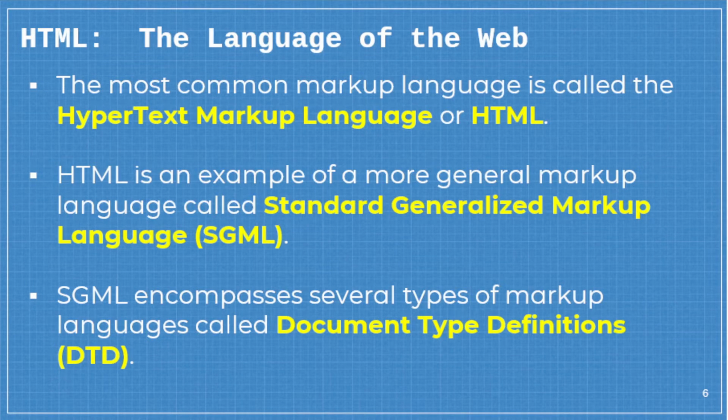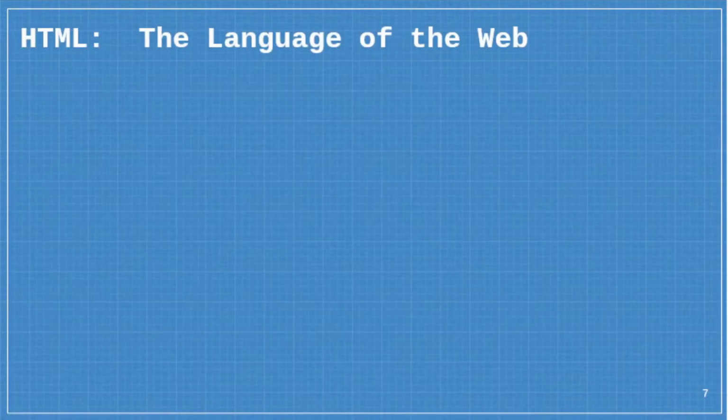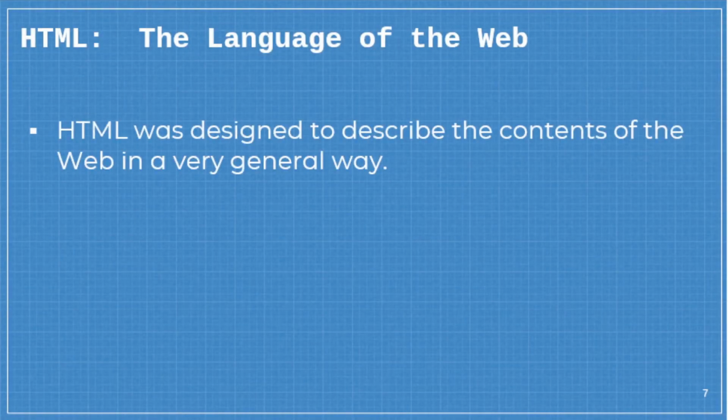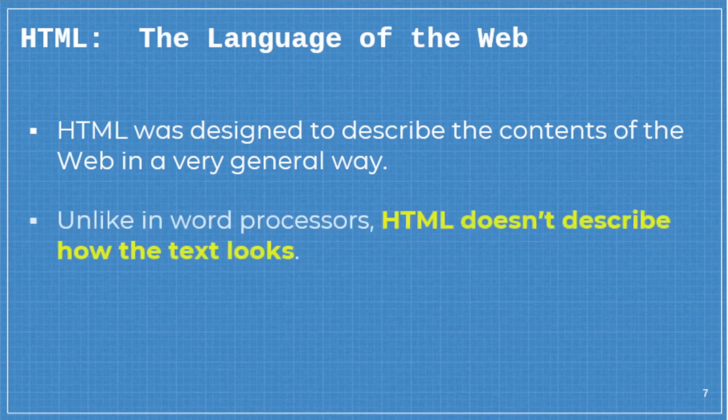Okay, it's like the Bible of the web. So they are using document type definitions to make the rules and the guidelines in creating those formats. Now, HTML was designed to describe the contents of the web in a very general way.